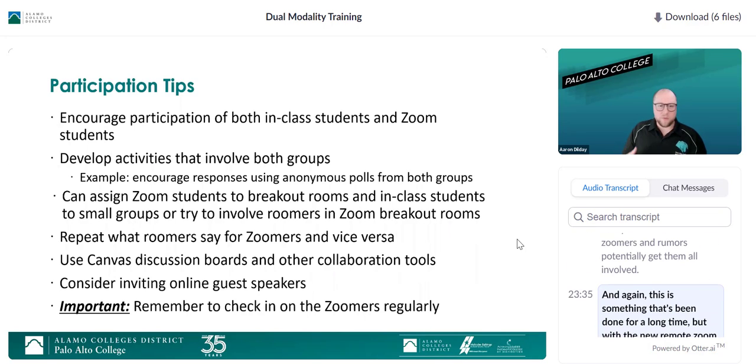And again, this is something that's been done for a long time, but with the new remote Zoom era, it's definitely taken on a whole new meaning and it's become much more popular for a lot of students and professors.